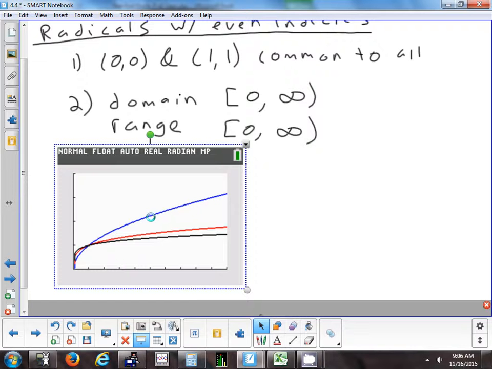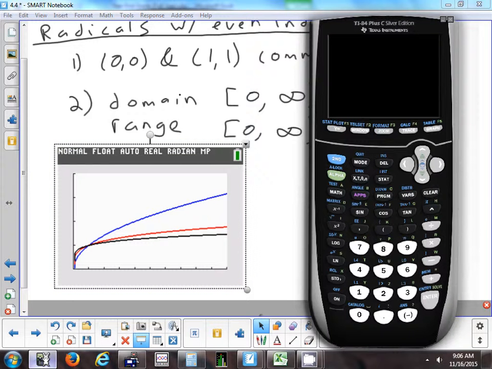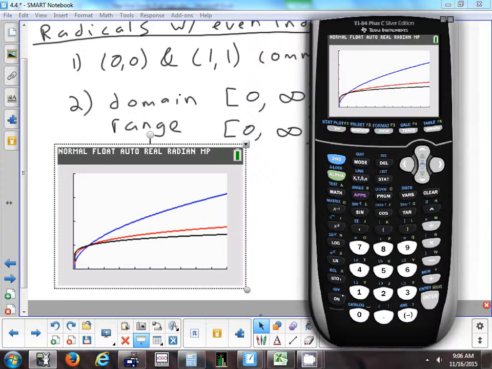But let's see what's happening between 0 and 1. Let's kind of zoom in and just look at that part. All right, so let's set our window, let's go maybe to 2. Let's try that.